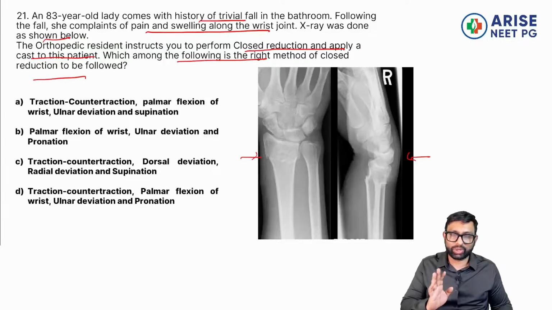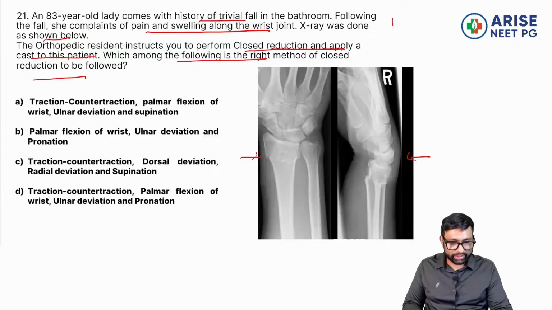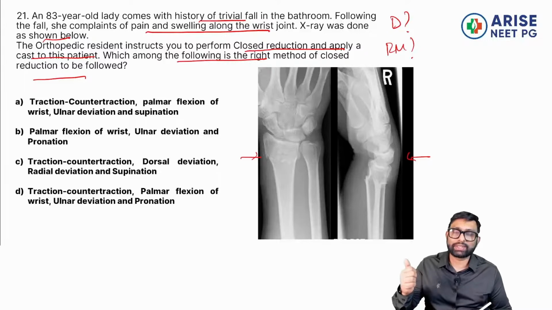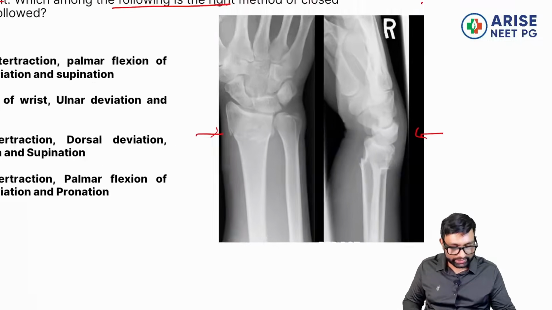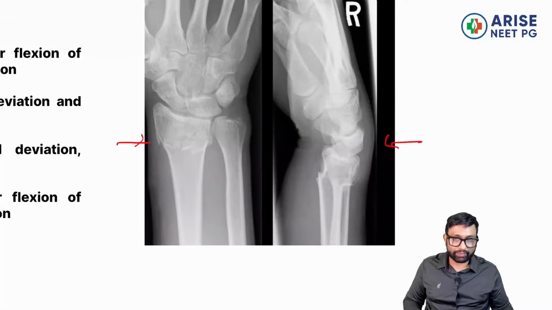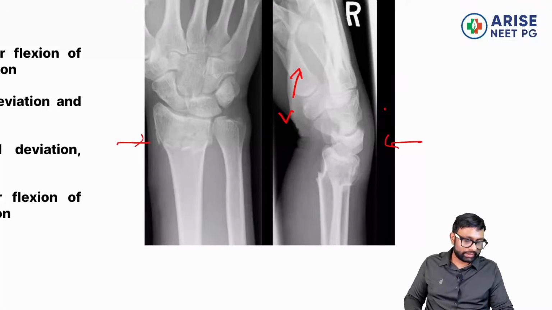So this is a very good question, because here first you have to diagnose what the problem is. Then you have to talk about reduction maneuver. So which fracture is this? Can you tell me which fracture this is? See here what you're noticing. You have to first identify where the thumb is. So this is where the thumb is. So this is the volar side. This is the dorsal side.